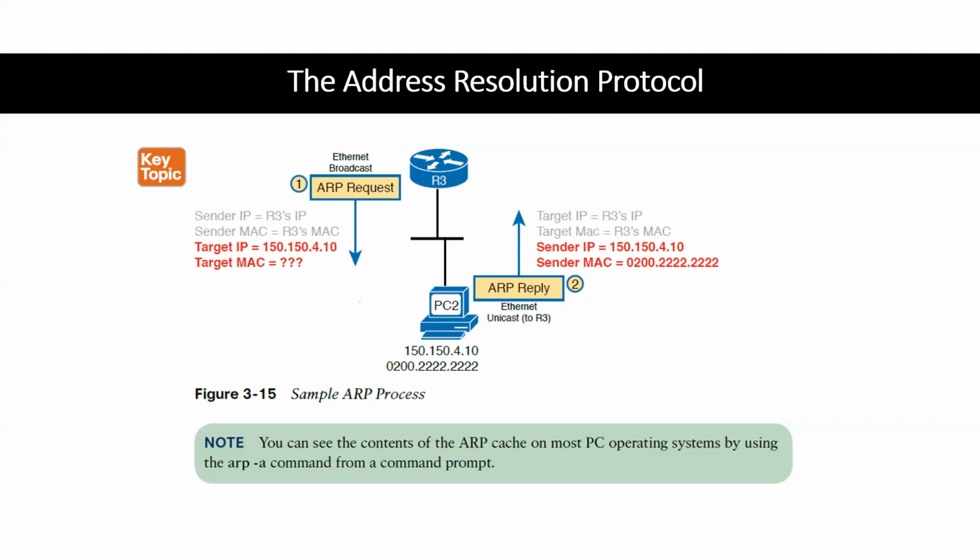ARP typically lives at layer 3. It's in the middle. It's a protocol that lives in the middle of layer 2 and layer 3, but it's a great protocol. So it can map IP addresses to MAC addresses, okay?